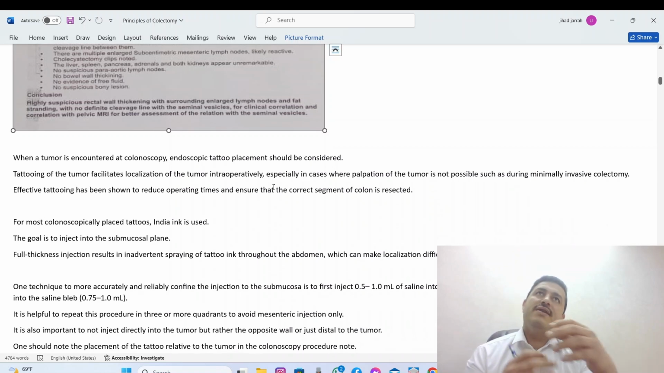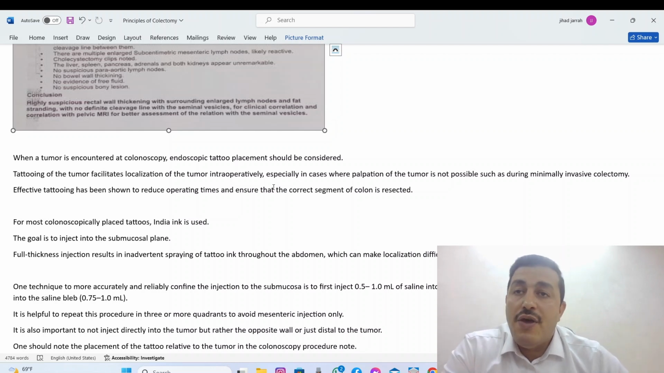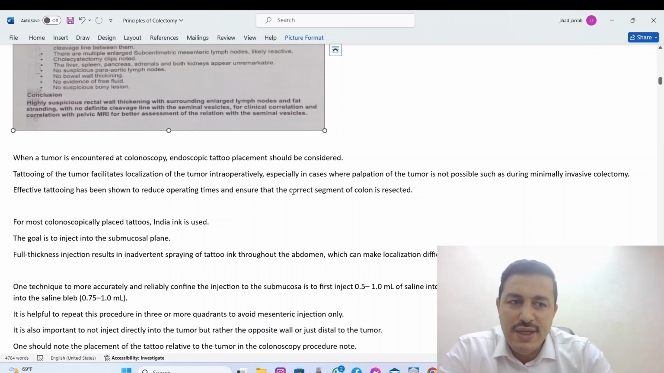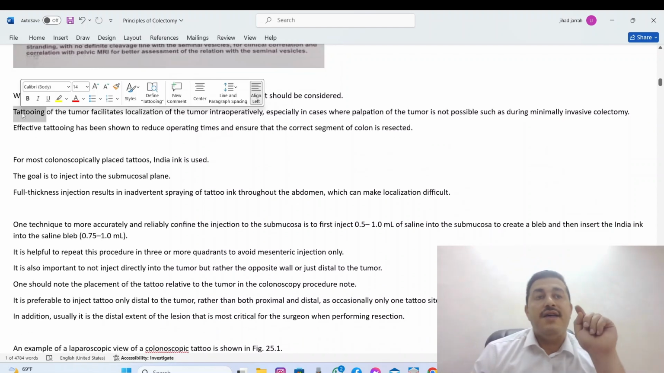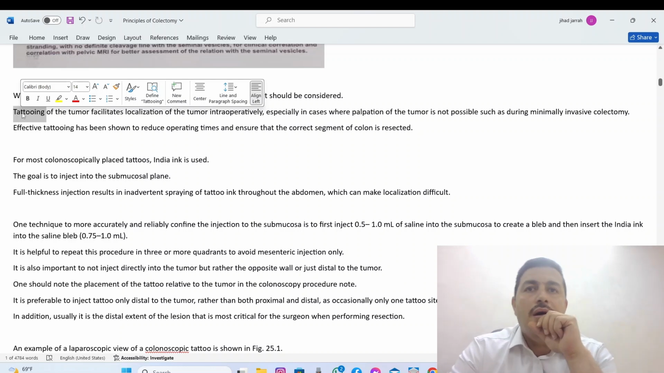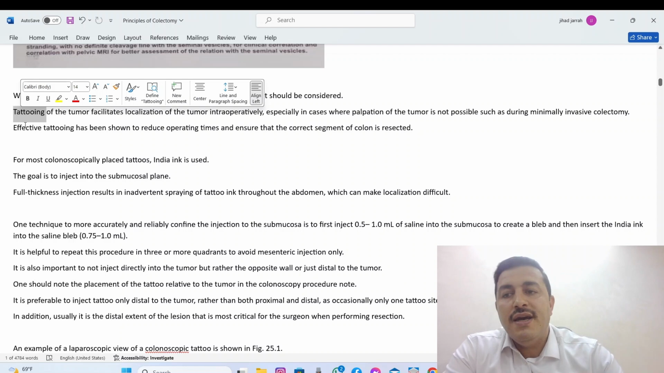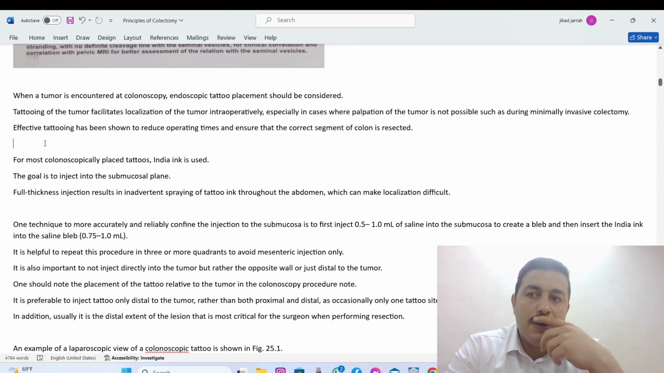We said that we have colonoscopy and CT, but they never reach 100% accuracy. What other modality do we have? Tattooing will help us in intraoperative tumor localization, especially if we are going to do a minimally invasive colectomy.